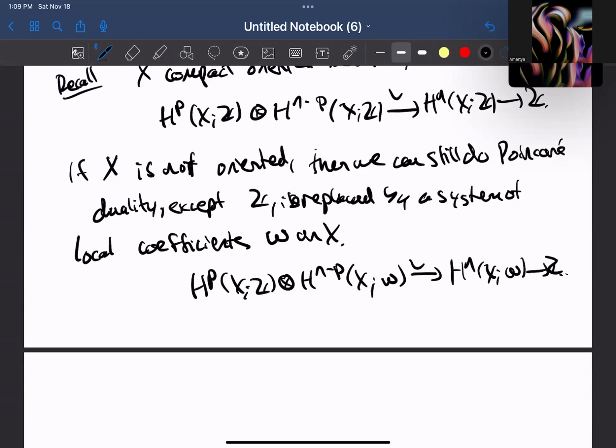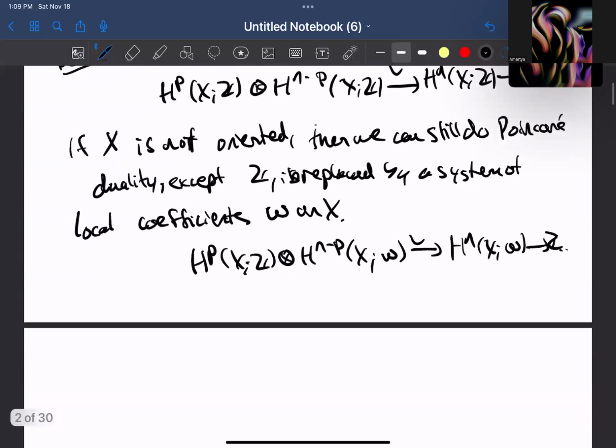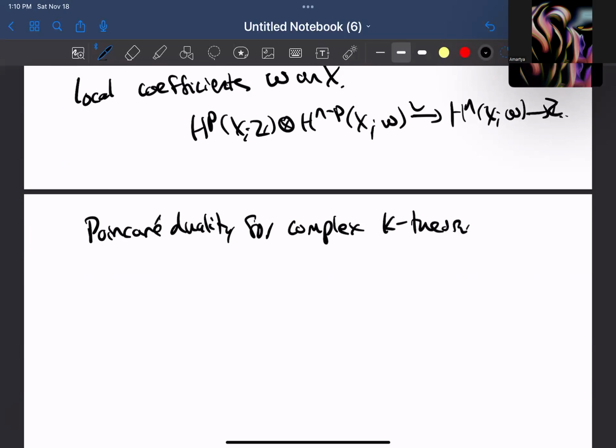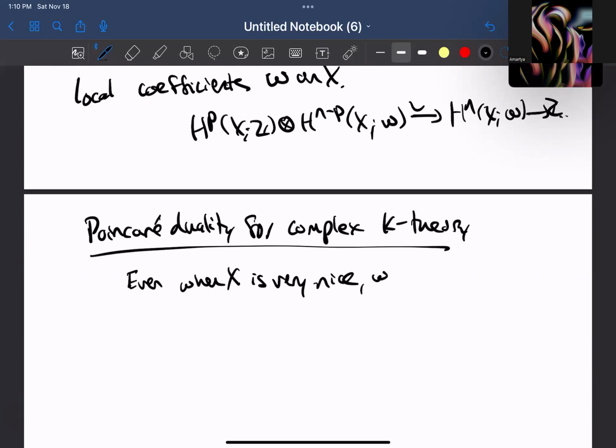Okay. So this is sort of the first place we really see twisting appearing, and in a sense, it's accounting for the fact that X is not nice enough to still do Poincare duality. We just have to change the coefficients to make them a little bit less nice, since X is a little bit less nice. Now, the start of our story today is going to be Poincare duality for complex K theory. Now, in this case, even when X is very nice, we have to introduce some twisting.